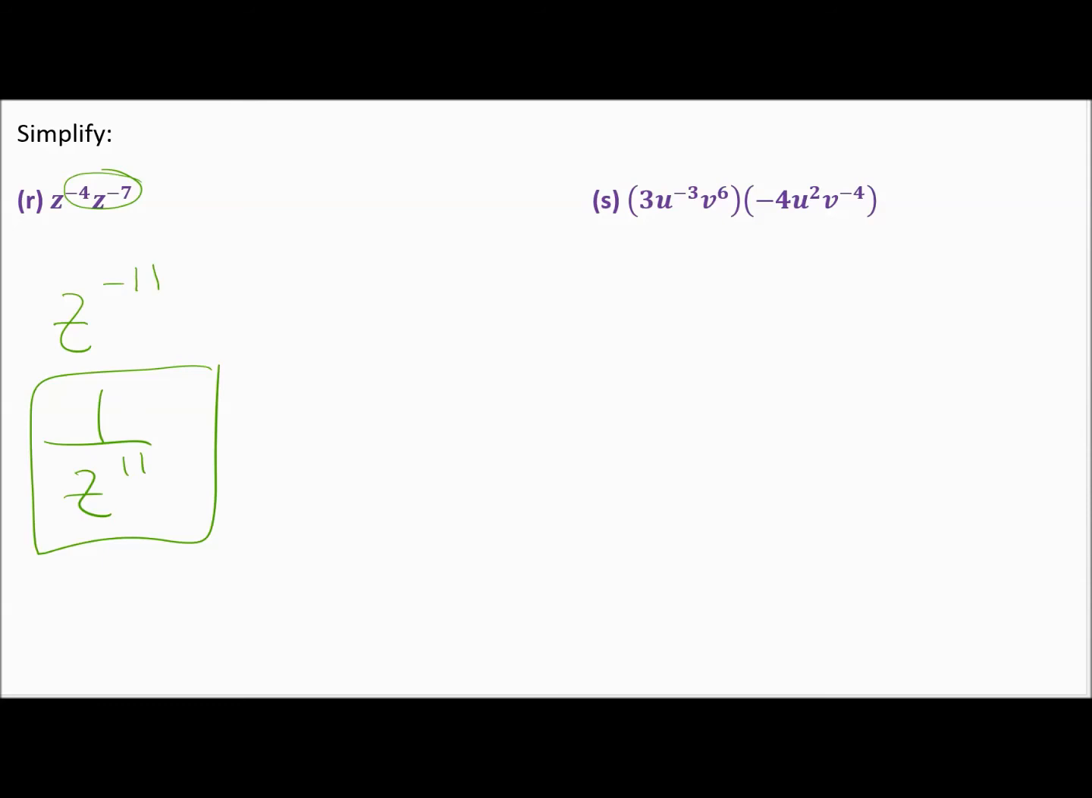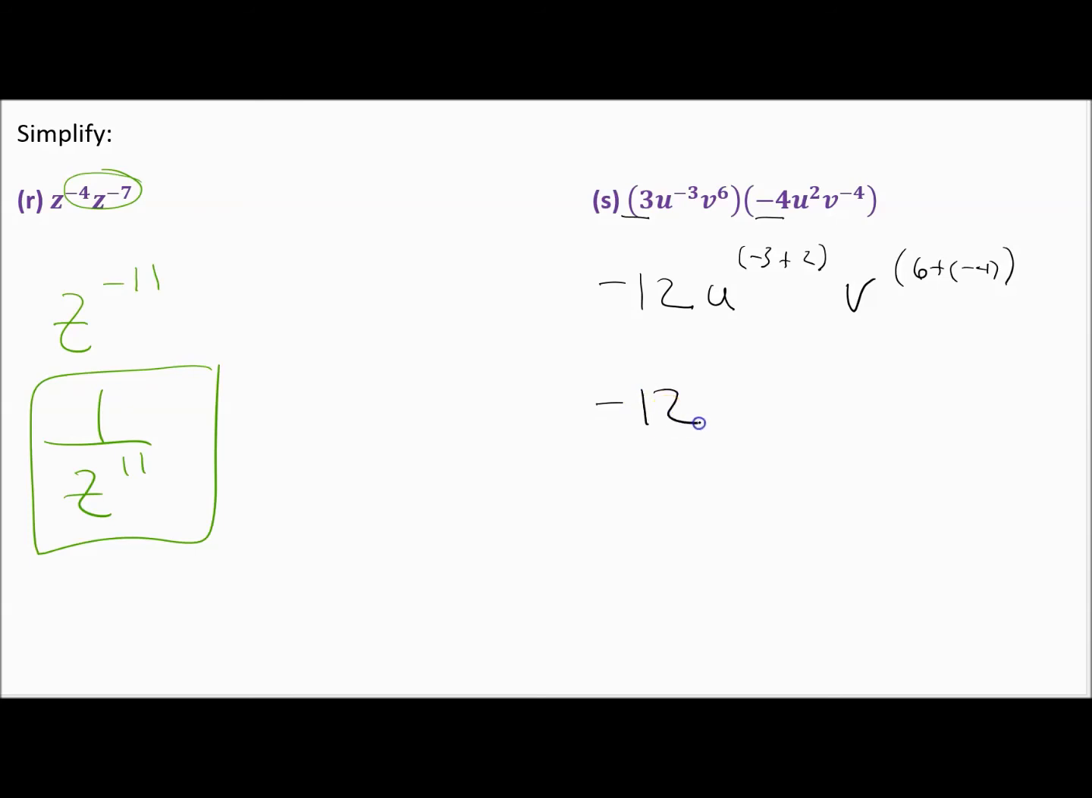All right. Here, notice we don't have any exponents on the outside of our parentheses. So that means it's time to go ahead and multiply. 3 times negative 4 is negative 12. u to the negative 3 times u to the second, we add those. I'm going to write that down so you can see it. That's u to the negative 3 plus 2. I have v to the 6 times v to the negative 4, so that's going to be v to the 6 plus a negative 4. So be real careful with your signs.